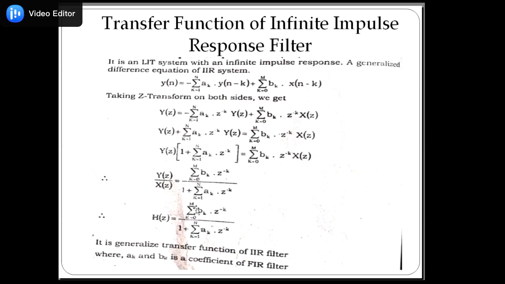That equation will be generated: summation k equals 0 to M of b_k multiplied with z to the power minus k, divided by 1 plus summation k equals 1 to N of a_k multiplied with z to the power minus k. It is the generalized transfer function of an IIR filter, where a_k and b_k are the coefficients of the filter.